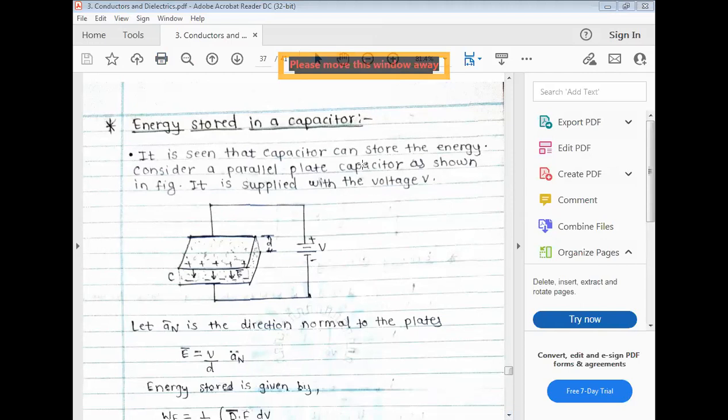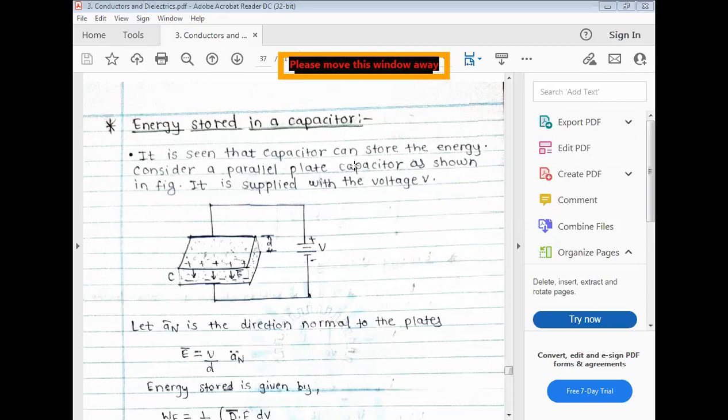Now, next point is energy stored in a capacitor. We know that capacitors and inductors store energy. Your capacitor stores energy in terms of voltage, and your inductor stores energy in terms of current. So these two are the energy storing devices, and we are now finding the energy stored in a capacitor.